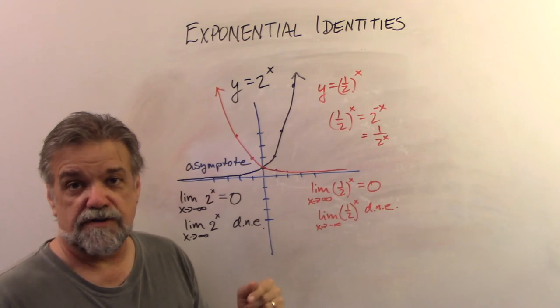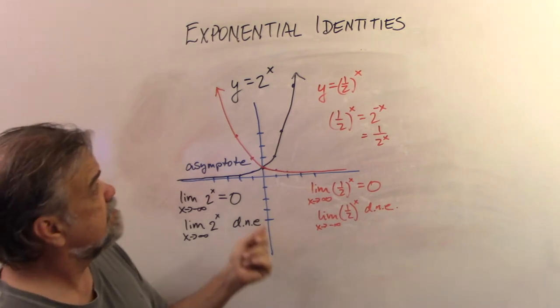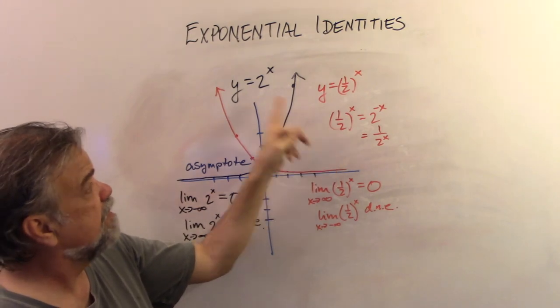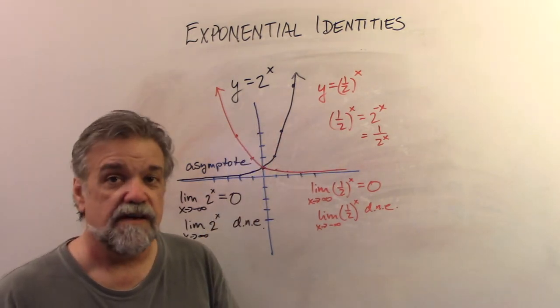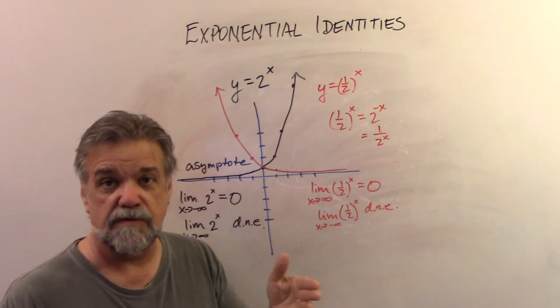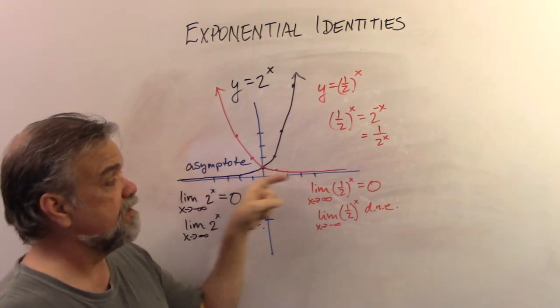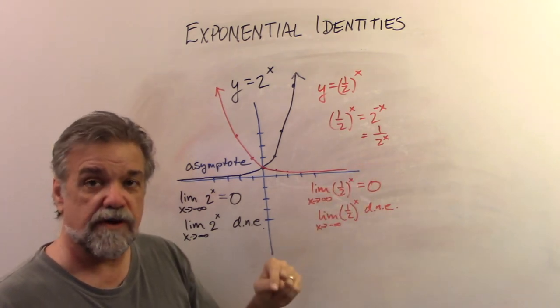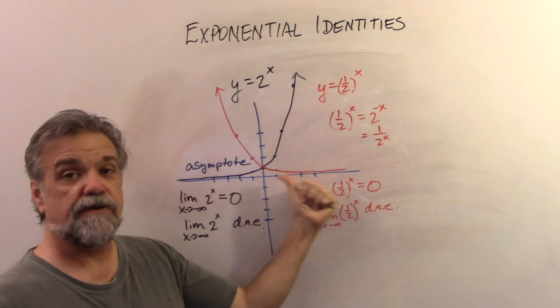And which direction you get a limit depends on the value of the base here, whether it's 1/2 to the x or 2 to the x. Basically, if your base is less than 1, that is to say between 0 and 1, then you're going to get a limit going off to the right of 0. And if your base is greater than 1, then you're going to get a limit going off to the left of 0.